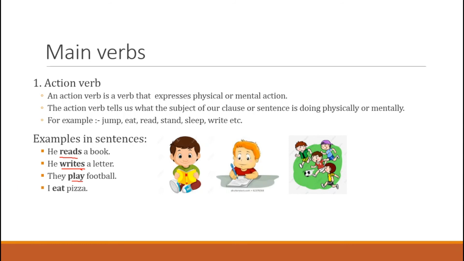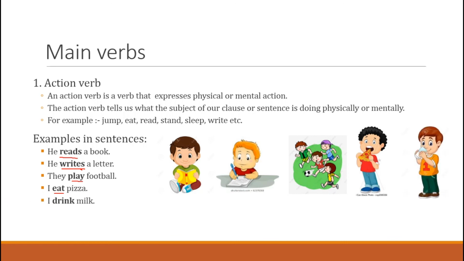Fourth one, I eat pizza. So here eat is an action verb. It is done by our hands. We cannot eat without our hands or mouth. So we need our hands to eat. It is called physically. And last example, I drink milk. So here drinking is an action verb. It is done by our hands. So here we have learnt about action verb.